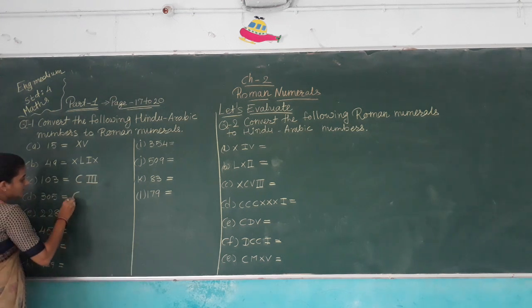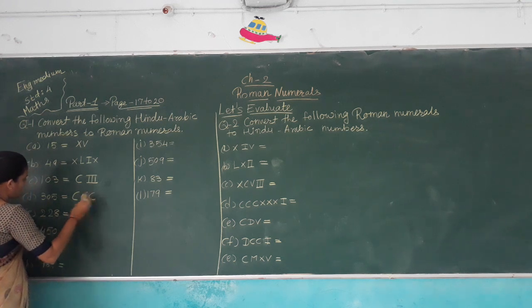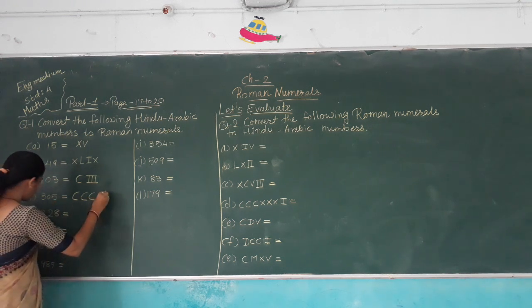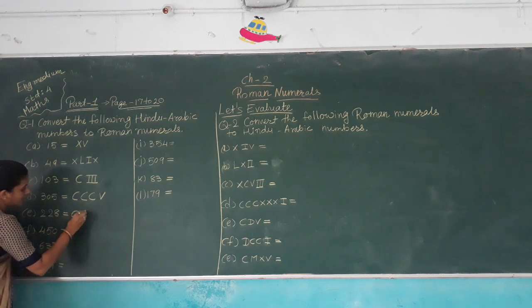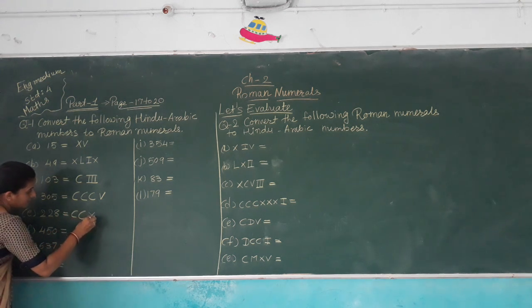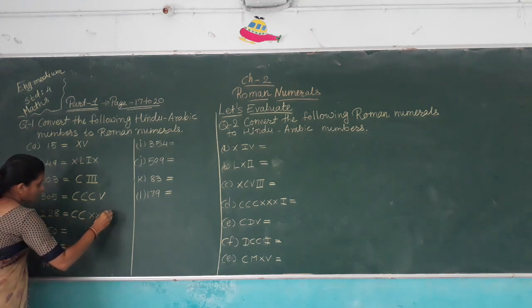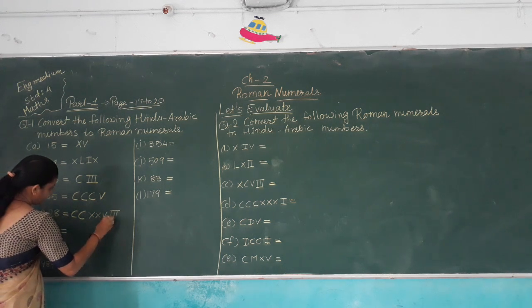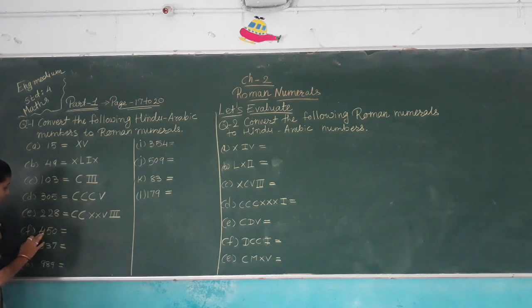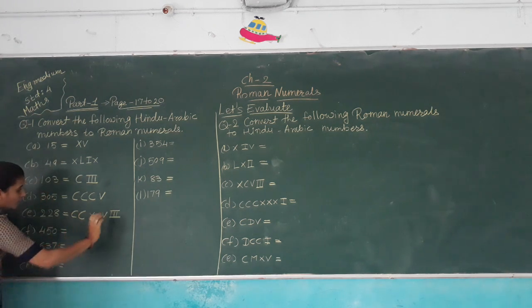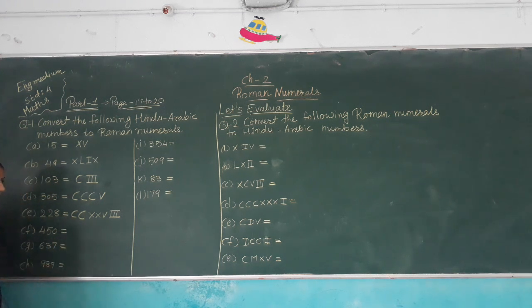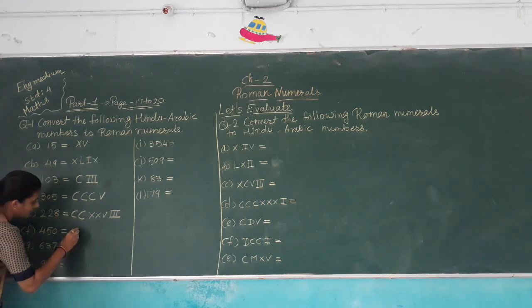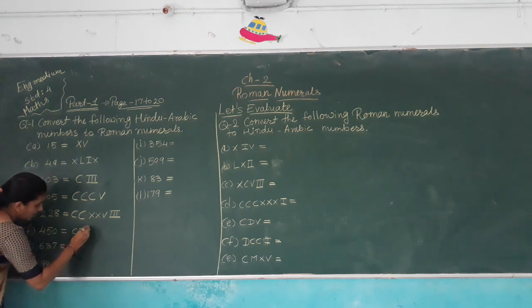305. You write C and 5 for V. 228: CCXXVIII. Now 450. 500 is D, so 400 is CD, and 450 is CDL.